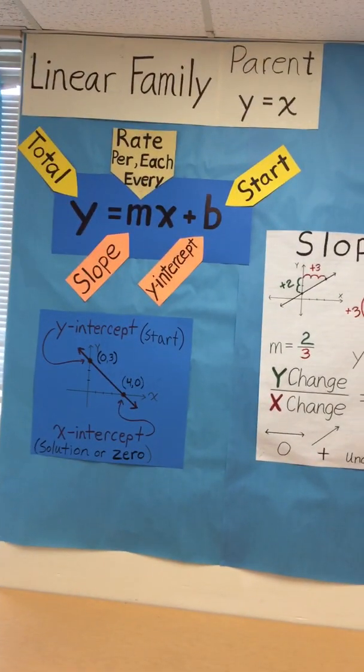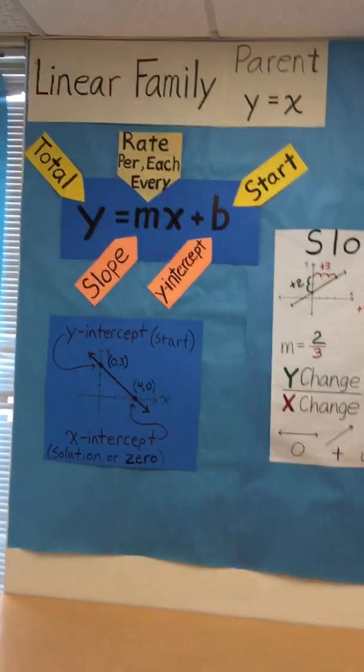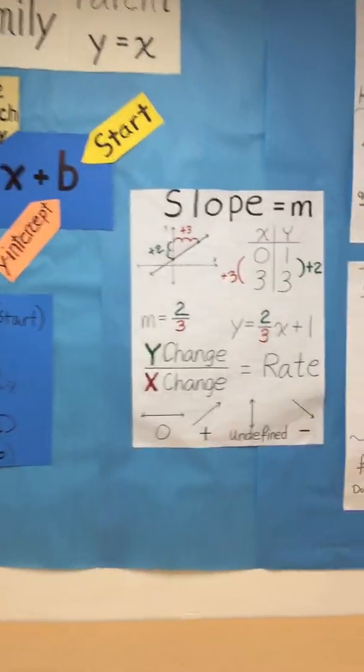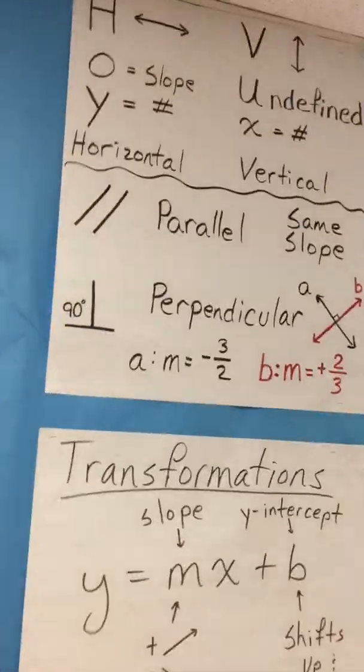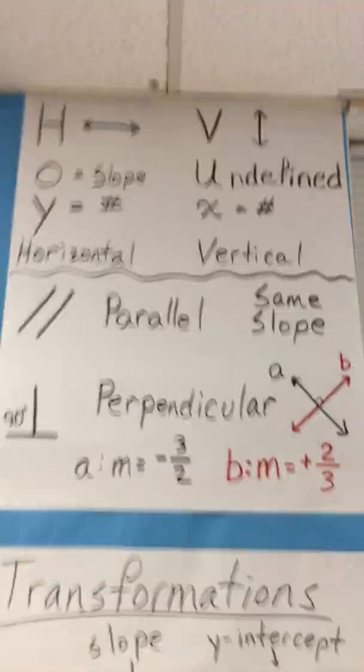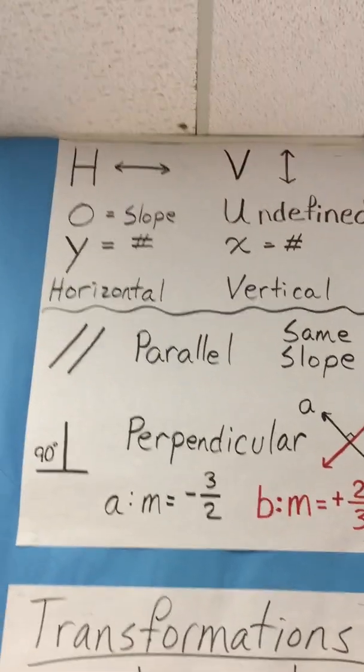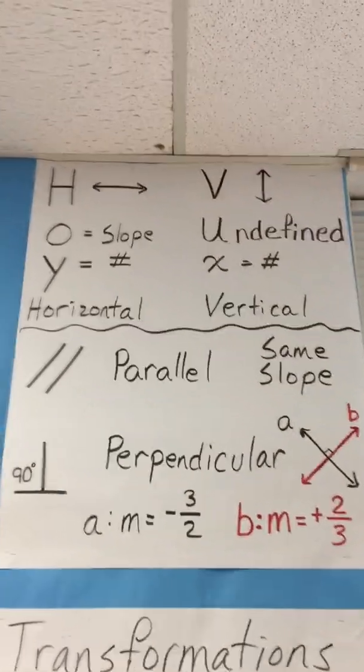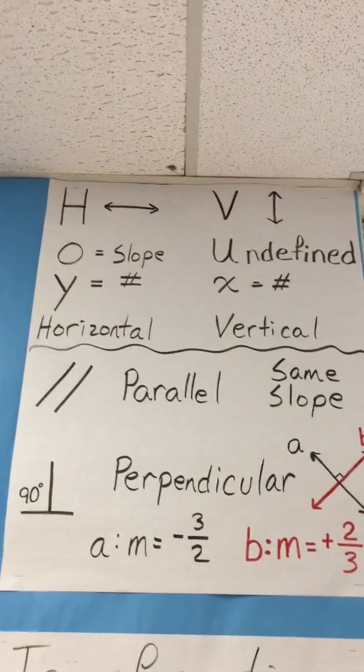Hi everyone, we are continuing our linear unit today. Today specifically we're going to talk about vertical and horizontal lines, and for that there's this poster, and it is in your resources under the Unit 3 posters. It is Hoy and Vux. Those are short acronyms to help us remember the horizontal and vertical parts.